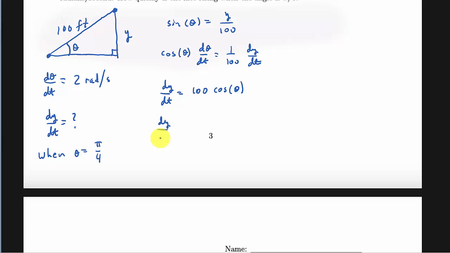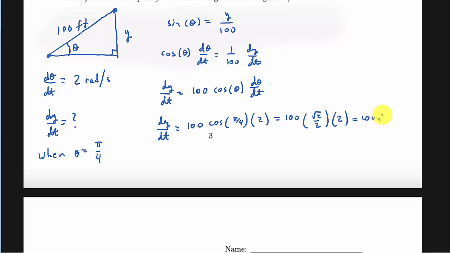And so we get dy dt. Whoops, I'm sorry. I left off my d theta dt there. Multiply by 100. So that's going to be 100 times cosine pi over 4 times 2. Plug in the pi over 4 for theta and the 2 in for d theta dt. So that's 100 times square root of 2 over 2 times 2, which is 100 square root of 2, and that is feet per second.